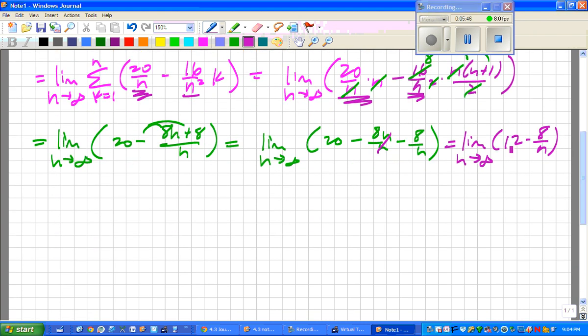And remember, the limit of a constant is just a constant. Limit as n approaches infinity of a number over n to any positive power is going to give us 0. So our limit for this one is 12. The total area under that curve is 12.